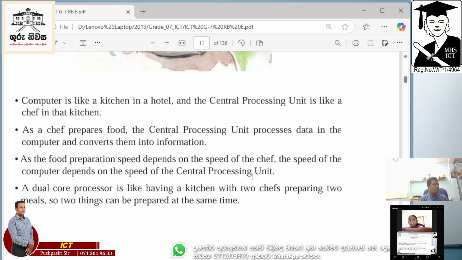A dual core processor is like a kitchen with two chefs preparing two meals, so two things can be prepared at the same time. Dual core means it's like two chefs are there. They work together to make the work fast. In the same manner, dual core processor means there are two processors. They work together to make it fast. So that is what it says.